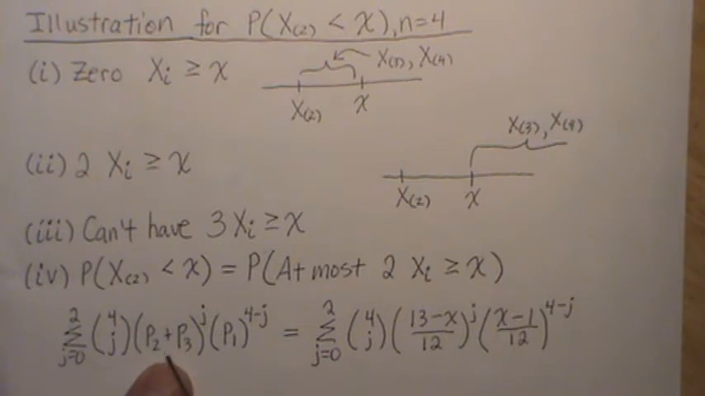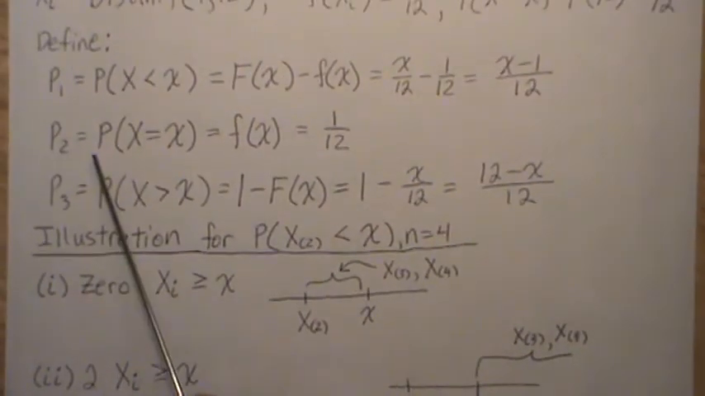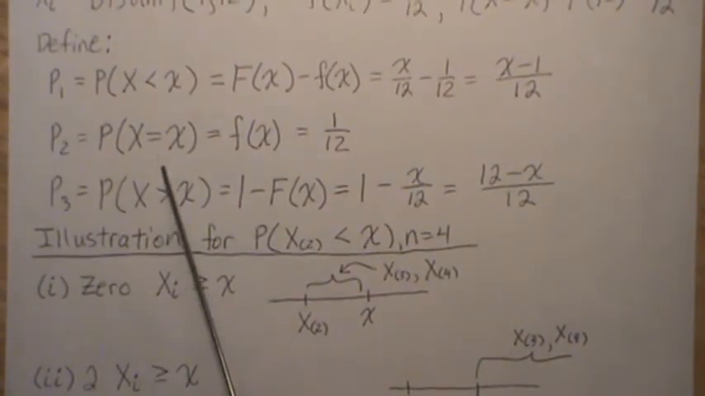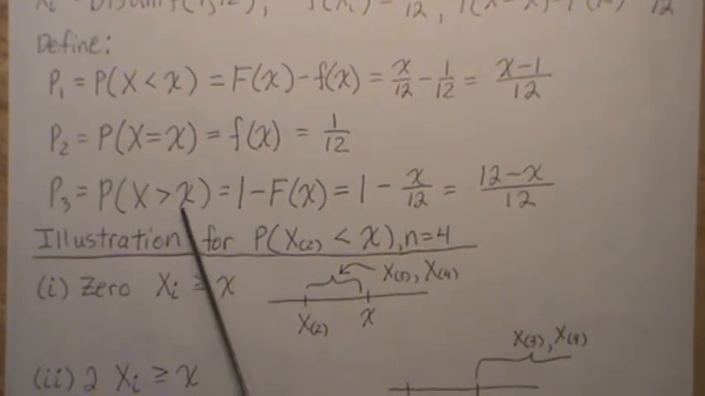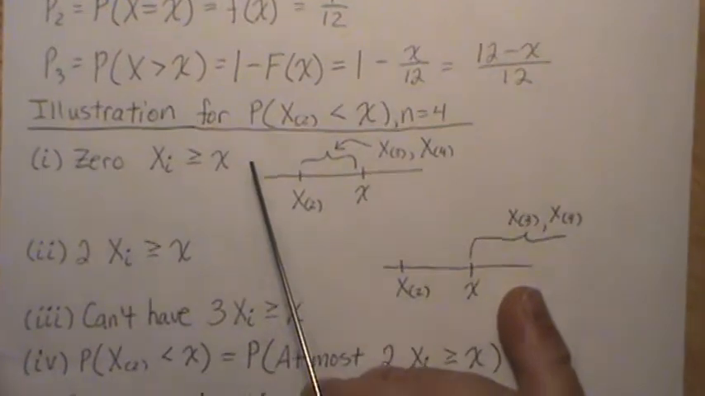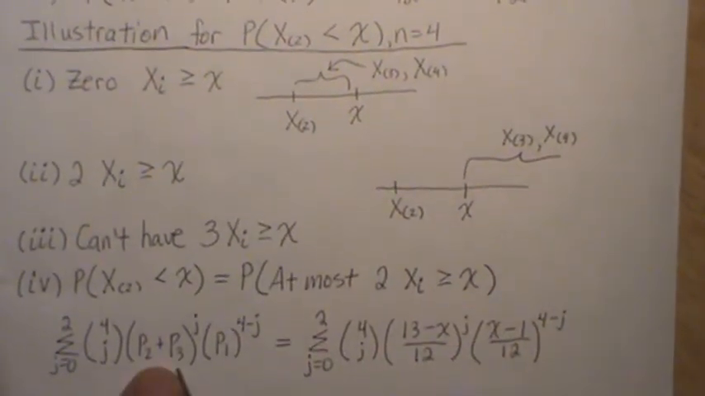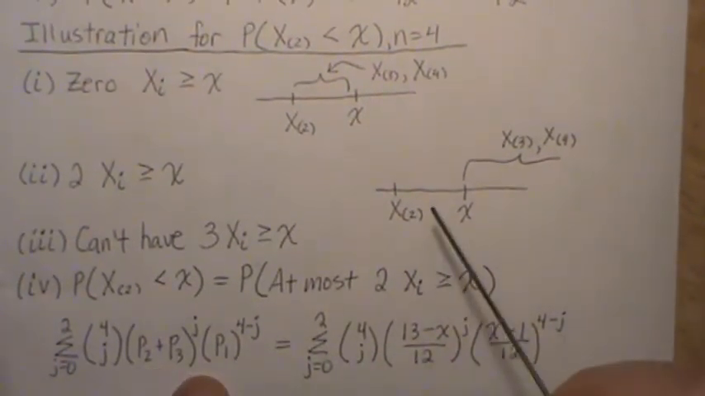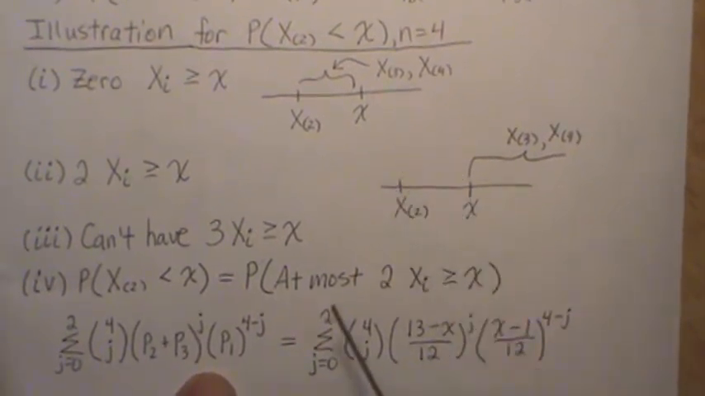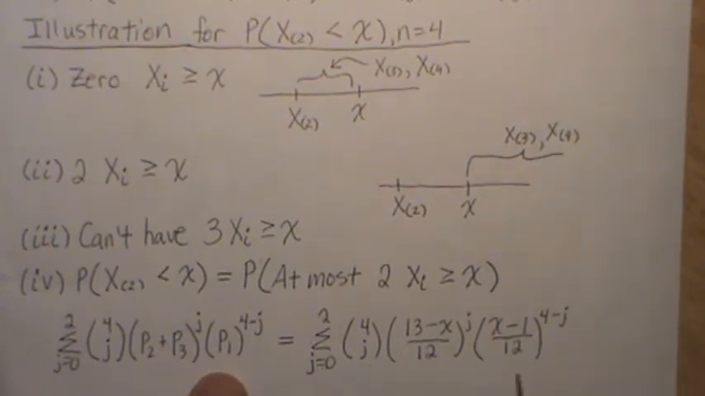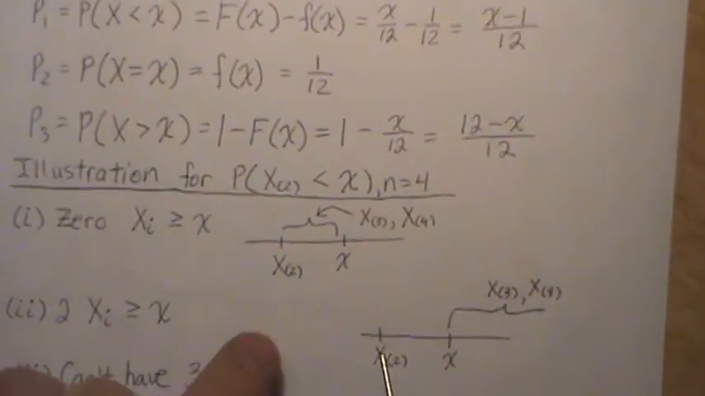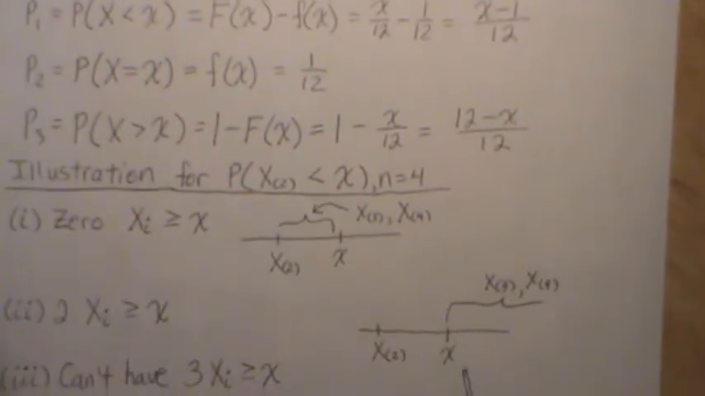So remember, P2 and P3 create the probability that we're greater than or equal to that little xi, so we have to sum those two probabilities. And P1 is the probability that we're strictly less than x. So if we plug in those values, then we can calculate this probability that x2 is strictly less than x.